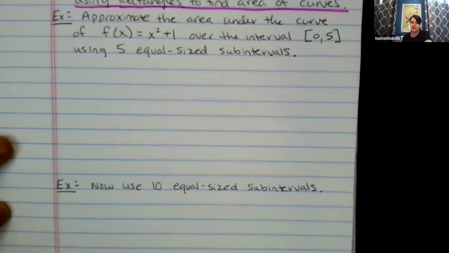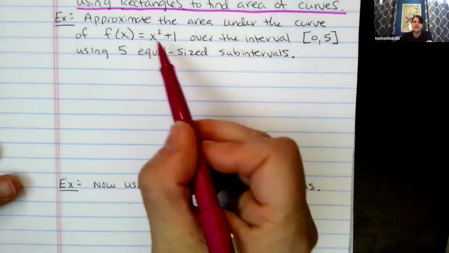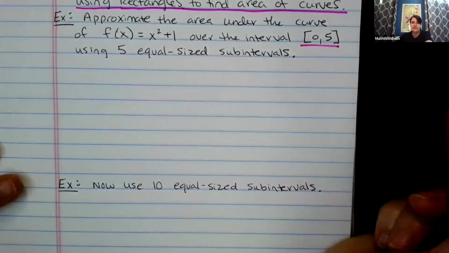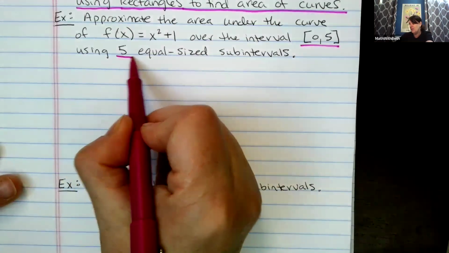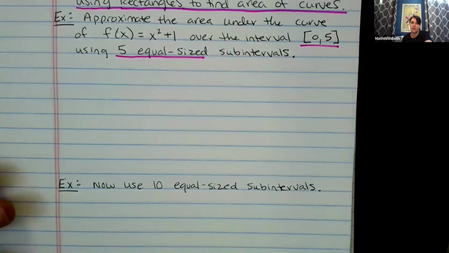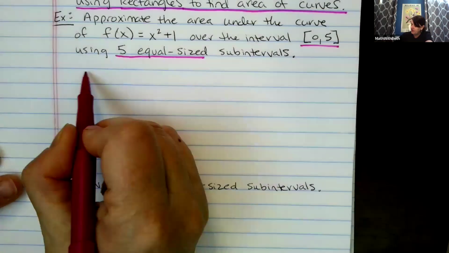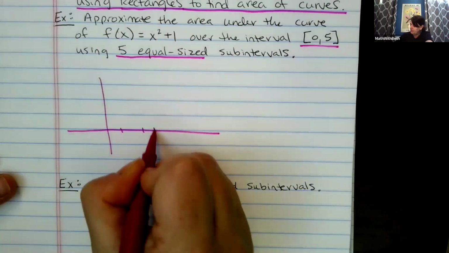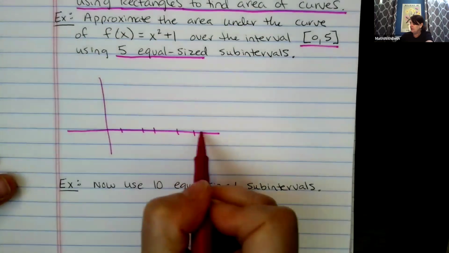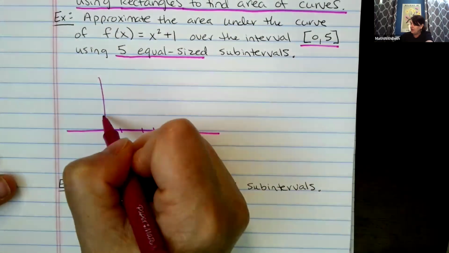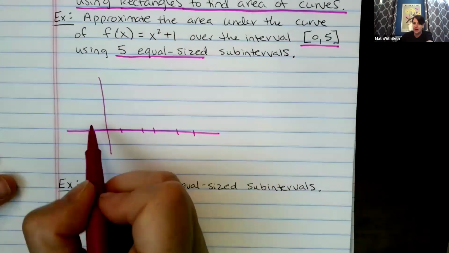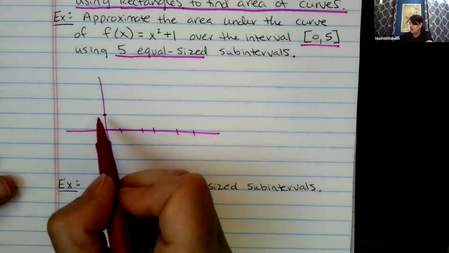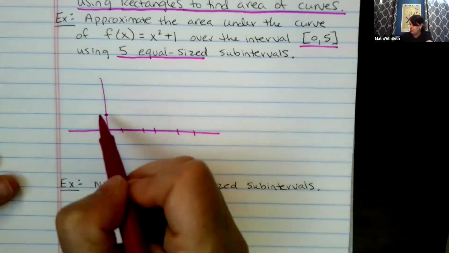The first one they want us to try is x squared plus 1 over the interval 0 to 5. And they're going to tell me how many rectangles they want me to split it into. So 5. Here's my setup. I'm going from 0 to 5. The equation, x squared plus 1, I could use a graphing calculator or Desmos, but I know that that's just a parabola that starts up at 1.